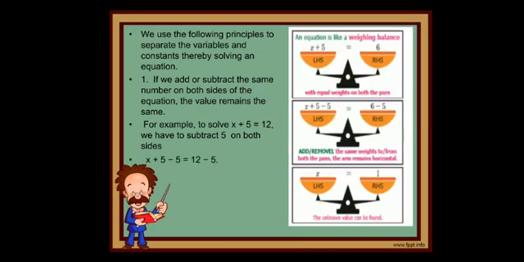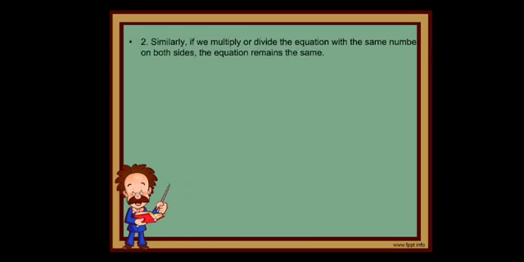By subtracting 5 on both sides, we solved the equation x plus 5 is equal to 12. While solving, we got the solution x is equal to 7. So if you add or subtract the same number on both sides of the equation, the value of the equation remains the same. Now we see the second one. If we divide or multiply the same number on both sides, the equation remains the same.